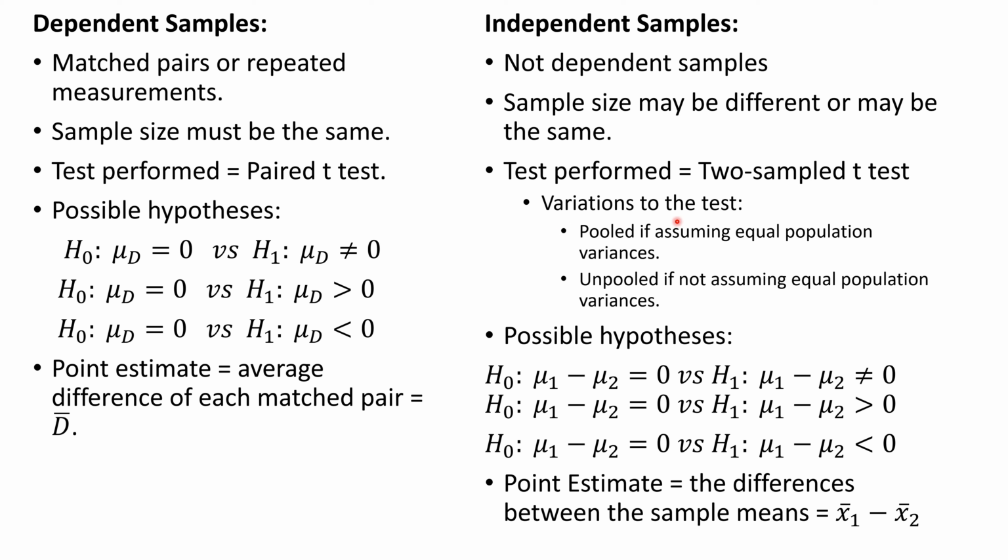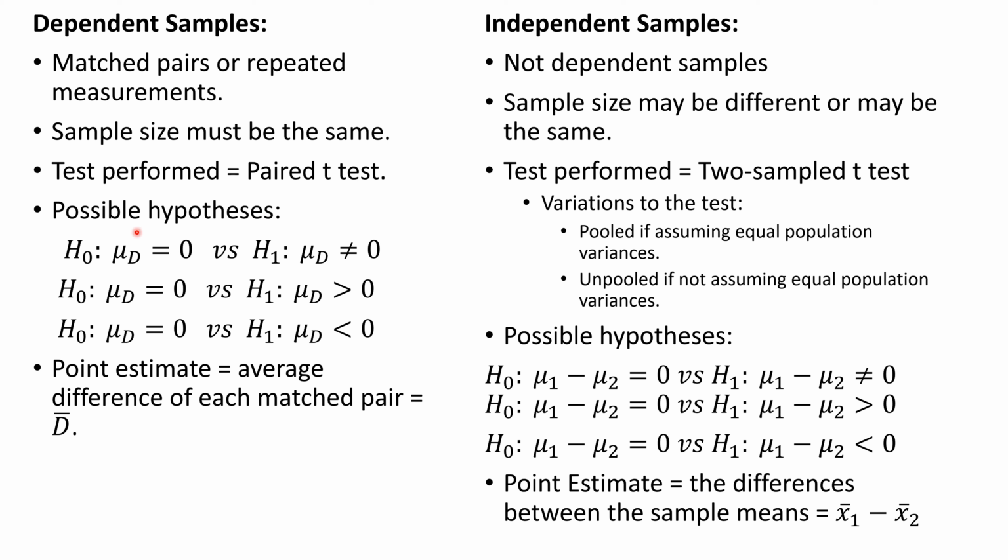And there are some variations to the test. We use what we call the pooled t-test if assuming equal population variance. And if we assume the population variances are different, we use what we call the unpooled t-test.